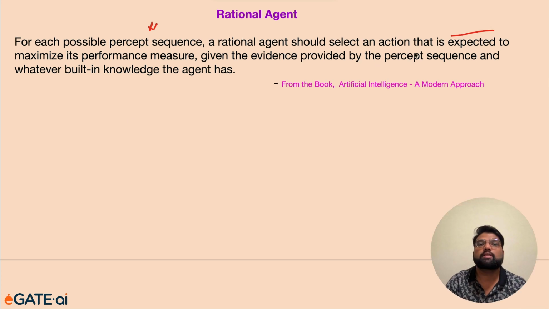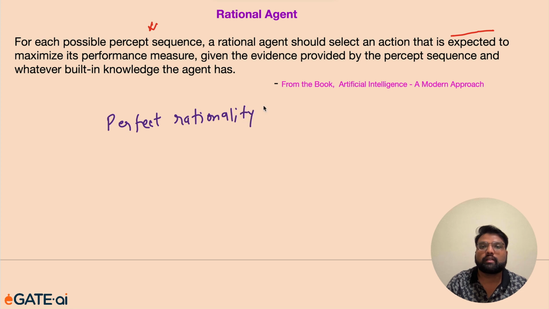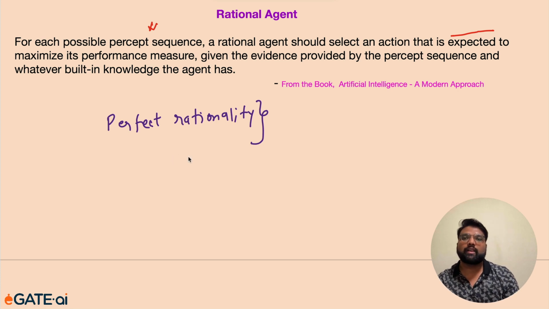So if the agent knows everything and it is always taking the best action, then we will call that rational agent a perfect rational agent. Okay, this is called perfect rationality. This is, I would say, impossible to achieve. Perfect rationality means an agent knows everything and it is taking the perfect action, the best action, to maximize the performance measure. So even human beings do not satisfy the definition of perfect rationality.